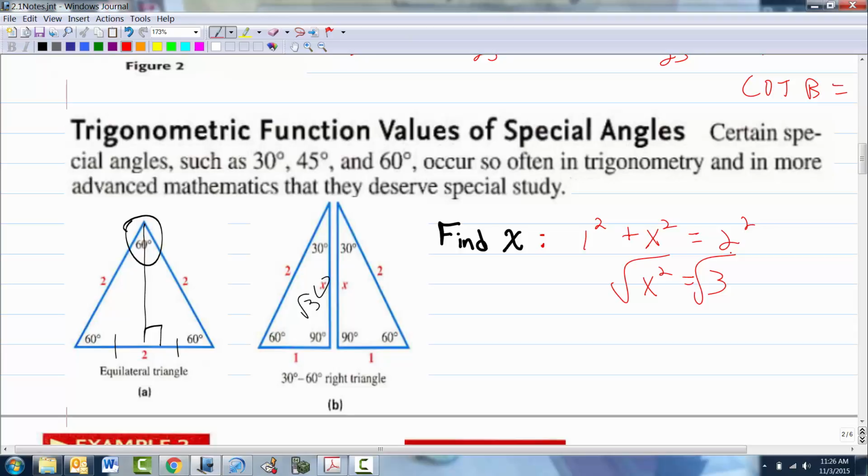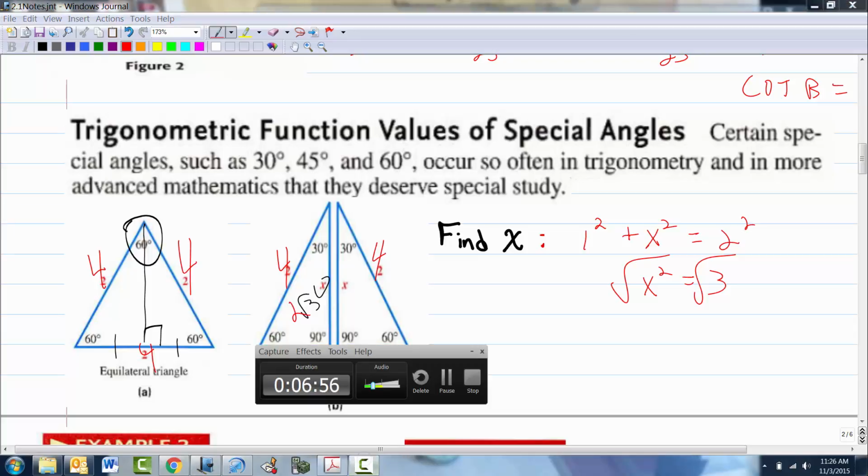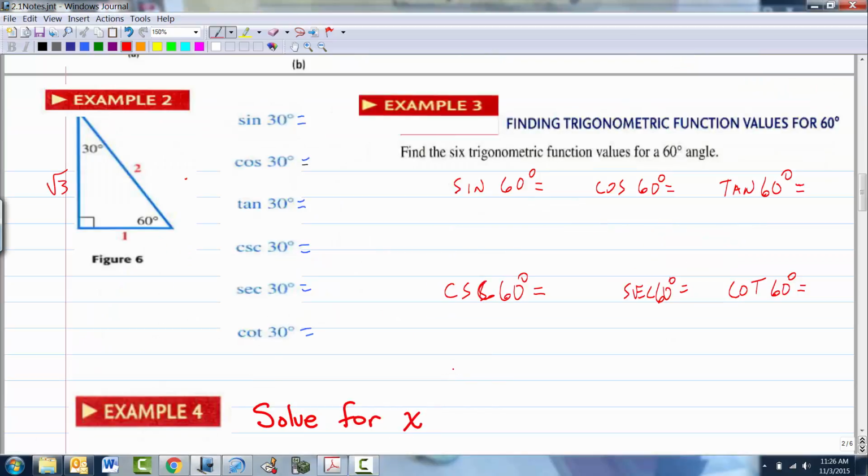All right. Now, would it matter if I put 4, 4, 4? No, because then this would be 4, 4. This would be 2. But then what would this become? 2 root 3. And that's the whole idea of also knowing the multiples. Any multiple of this 1, root 3, 2 situation is true for a 30, 60, 90 because they're all similar. Isn't that annoying? Okay, and then do tan.